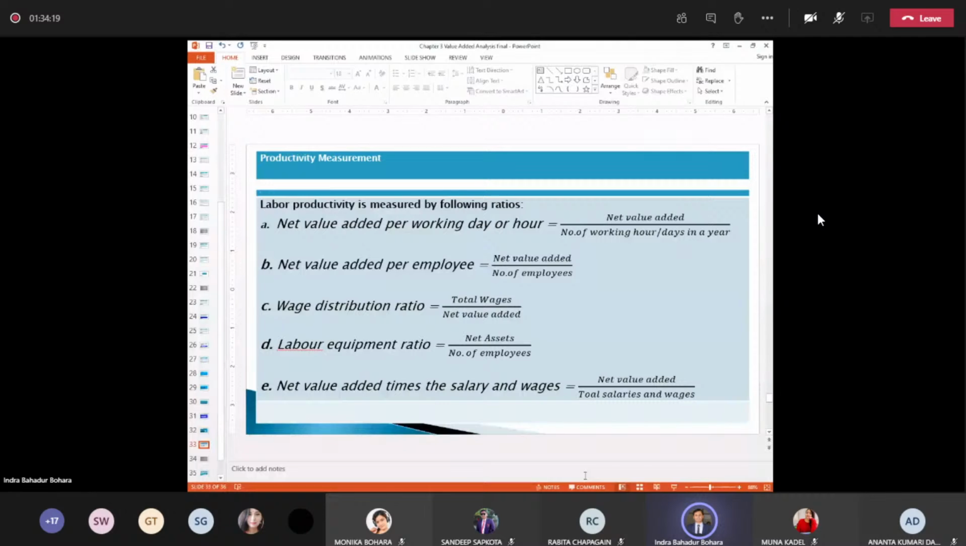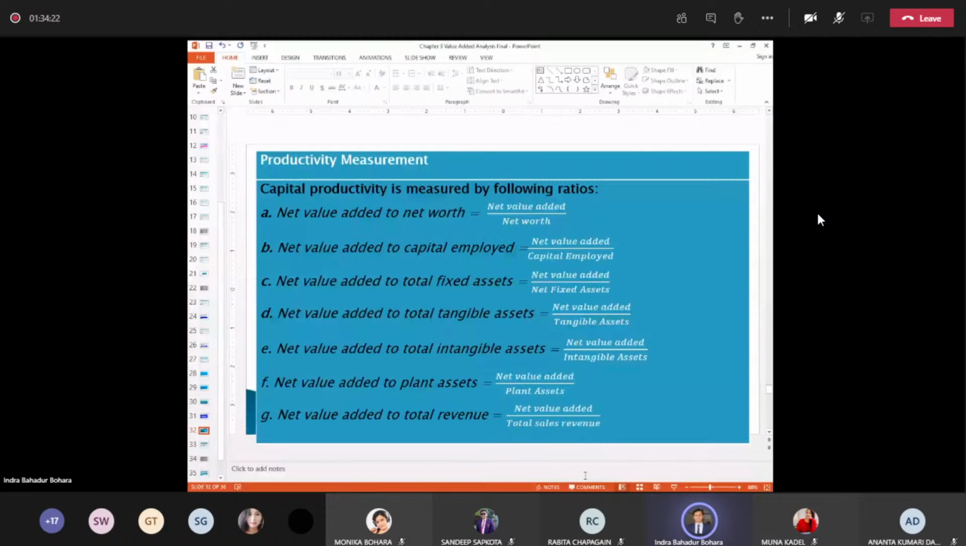Therefore, we calculate different ratios for the capital productivity measurement. The ratios that you must know do not consist of current items, because capital is the long term factor of production. So how much net value is added by the company with respect to long term capital related factors, that is capital productivity, and capital productivity can be measured by different ratios.